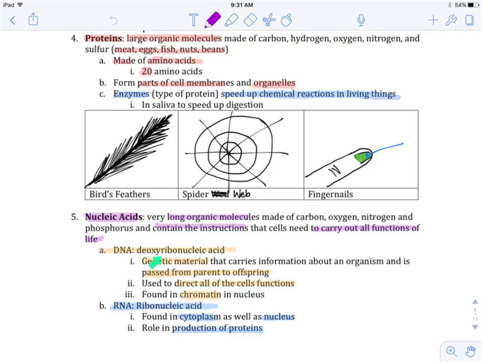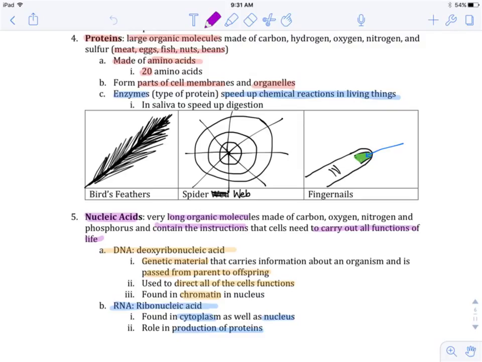DNA has all of the genetic material that carries information about an organism. Your DNA carries information about you, and it's passed from parent to offspring. We'll study that more when we get to genetics. It's used to direct all of the cell's functions, and we find DNA in the chromatin in the nucleus.